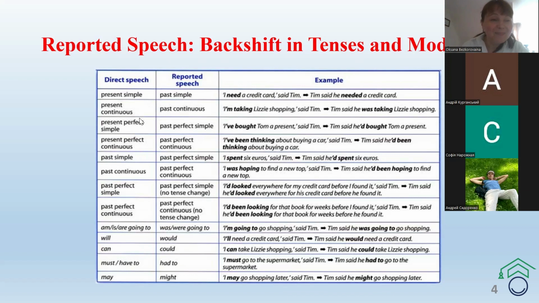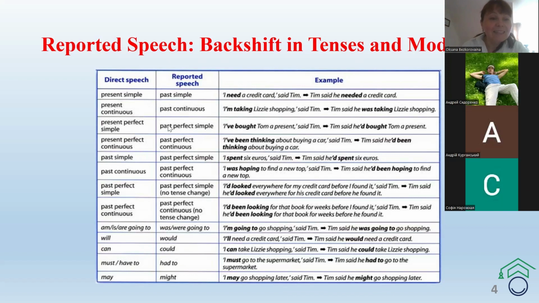Андрій Сидоренко, can you help us? Present continuous to past continuous. I'm taking Lizzie shopping, said Tim. Tim said he was taking Lizzie shopping. Taking, said. Yeah, pay attention. We pronounce the sound in present, say, infinitive, but past simple, said. Yes, you're right.